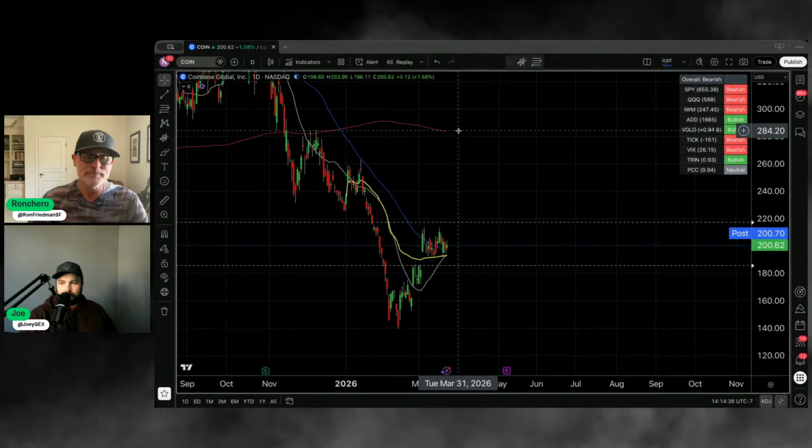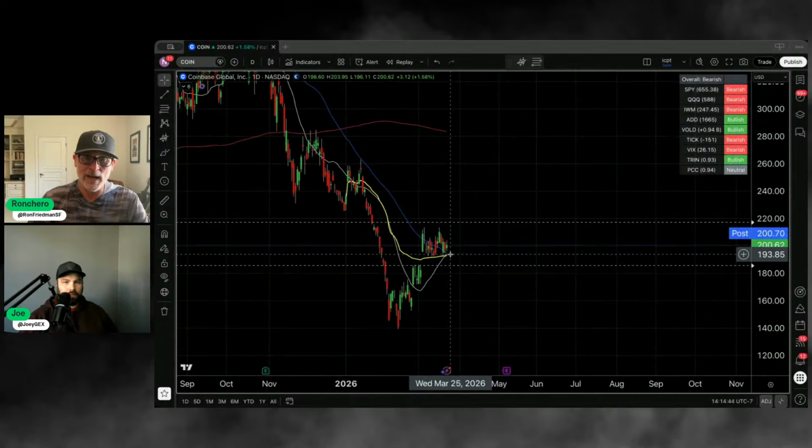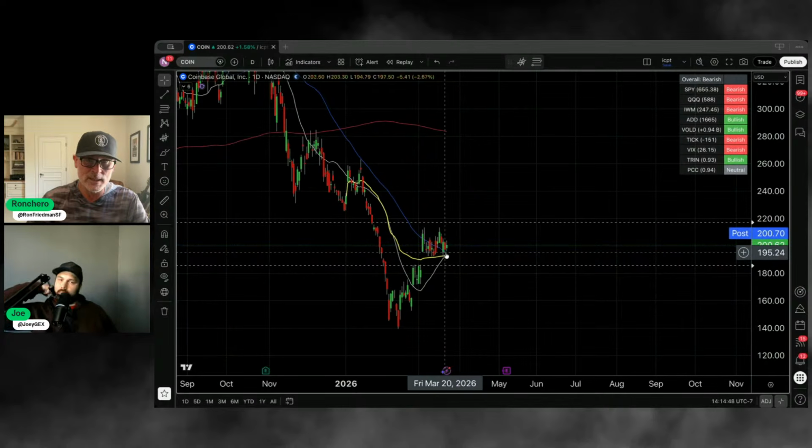Technically, COIN is not in good shape. The 200-day moving average is overhead, price curling down. The 50-day moving average is meeting up with the 20-day moving average. So the only thing you can say encouraging about it is this little area right here, 195.24, which is currently kind of a spot where price is supportive.